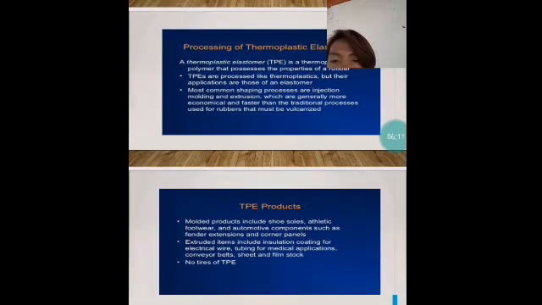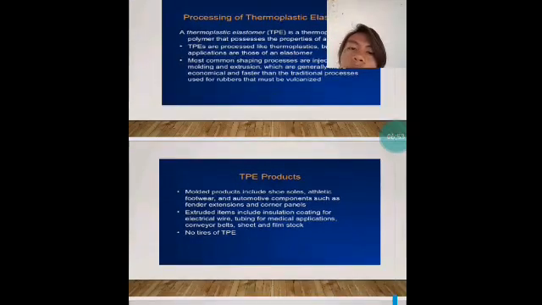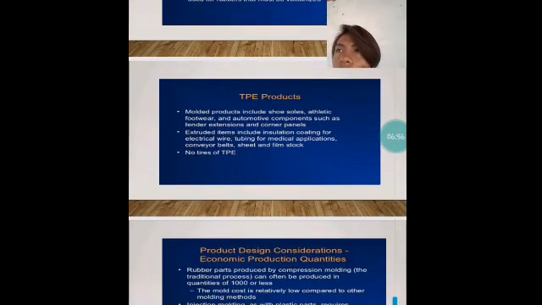Next is TPE products. Molded products include shoe soles, athletic footwear, and automotive components such as fender extensions and corner panels. Extruded items include insulation coating, electrical wire, tubing for medical applications, conveyor belts and sheets, and film stock. So this TPE is used for things we wear and for electrical parts. You notice the wire, right? It is coated with rubber so that we avoid getting electrocuted. They are also used in medical tubes and in hydraulic applications.